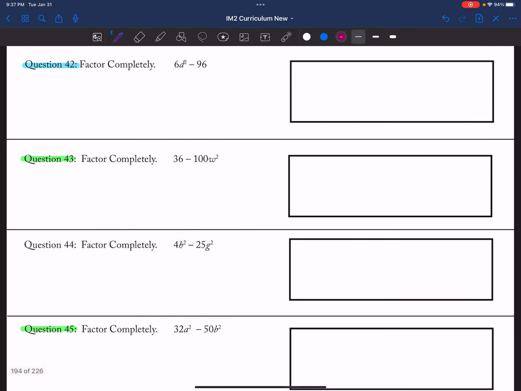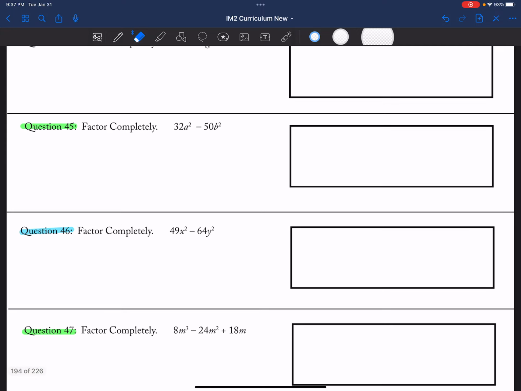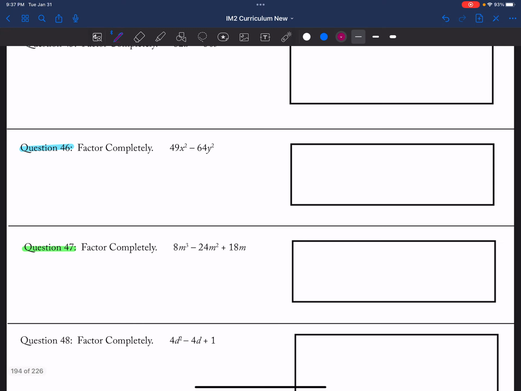Okay. And then here, 96 divided by 6 is 1, 6, 36, so that's 16. So then if I pull a 6 out, I'm left with d squared minus 16. So then that is a difference of squares, d minus 4 and d plus 4. Erase my arithmetic. Okay, and then this is also a difference of squares. So this is 7x minus 8y and 7x plus 8y.